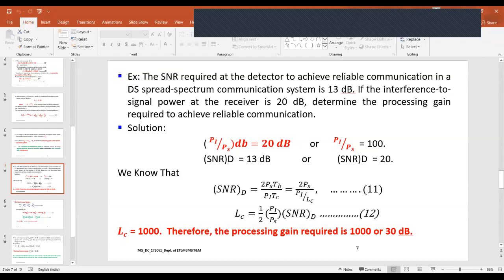SNR at the detector. I know the value of Pi by Ps and I know the value of SNR. If I substitute those two values, I will be able to find the processing gain. So 1 by 2 into Pi by Ps is 100 and SNR is 20, so 100 into 20 is 2000, divided by 2 is 1000. So the processing gain required is 1000, which in terms of dB is equal to 30 dB.